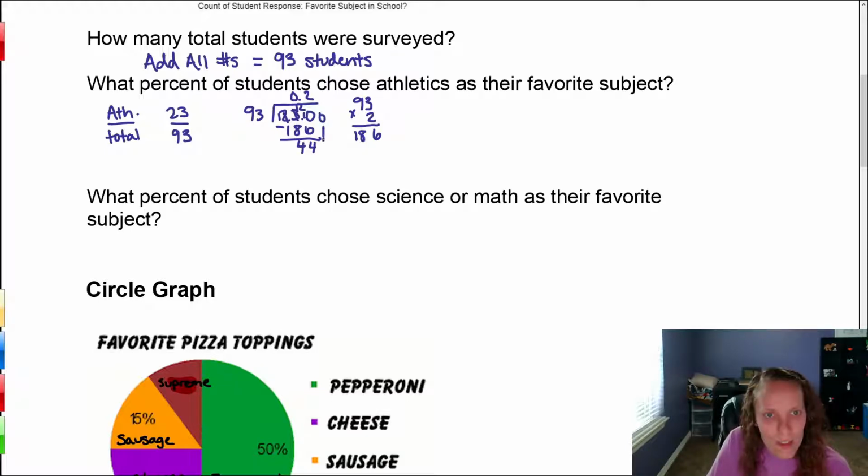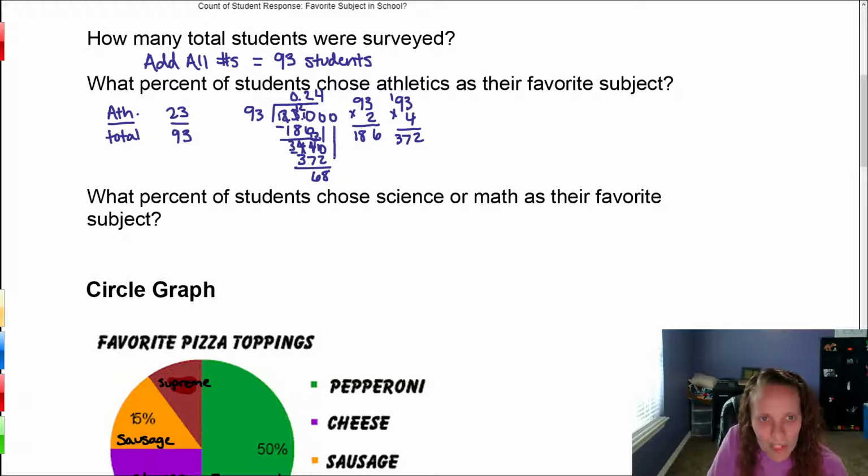Now we're going to add a 0, bring it down. 93 goes into 440 4 times. So let's try 93 times 4. 4 times 3 is 12. 9 times 4 is 36, plus 1 is 37. So now we're going to subtract 372. Got to borrow from the 4, make it a 3. 10 minus 2 is 8. Borrow from the 4, make it a 3. Now this is 13. Minus 7 is 6.